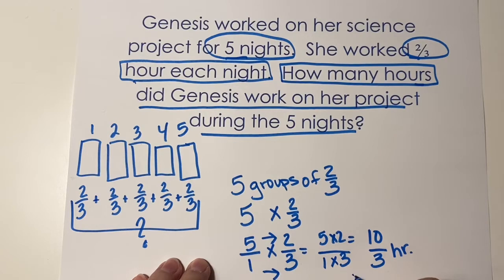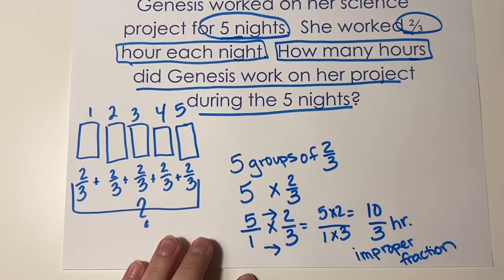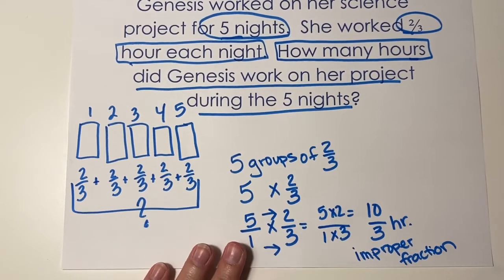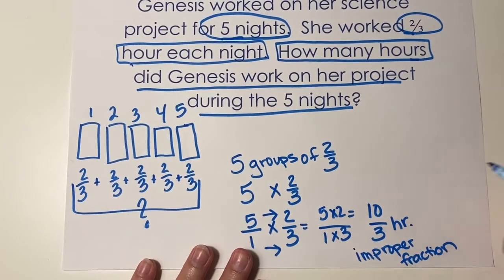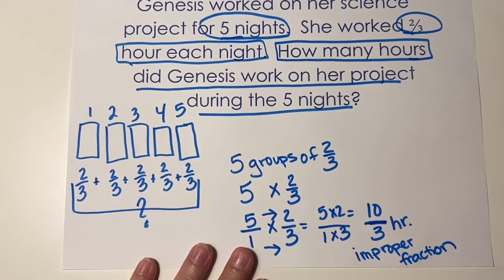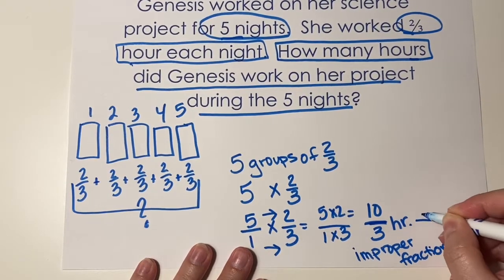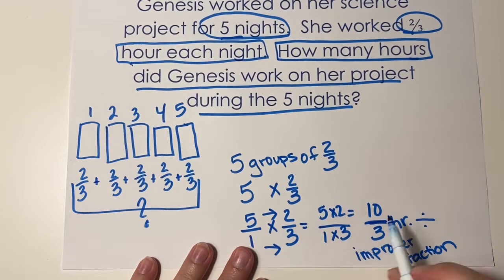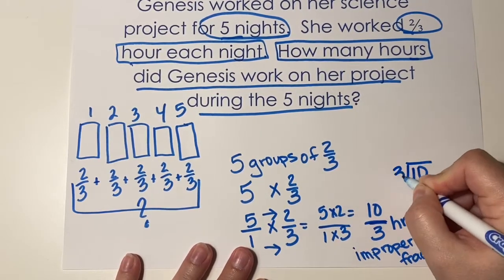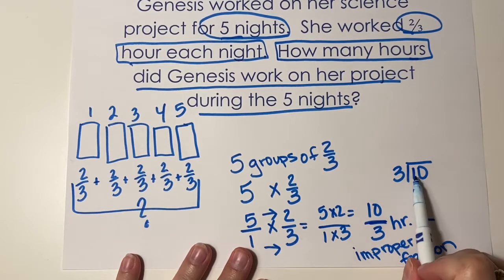This right here is an improper fraction. So we're going to want to make it into a mixed number so we can see how many hours is that, 10/3? I don't quite know. So remember, a fraction is the same thing as, look at this, our division sign, right? So what we're going to do is take 10 and divide it by 3. So 10 divided by 3.